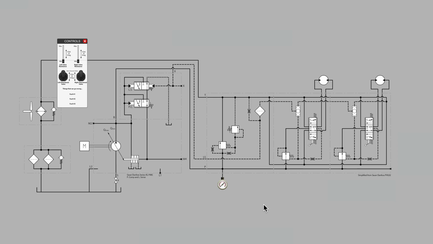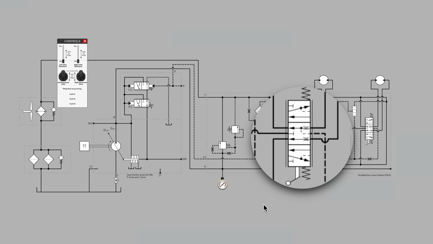In this video, you will learn how to read the schematic diagram for a complete load-sensing hydraulic system. And on the right-hand side of our diagram, you see a complete multi-section valve bank. This is a valve bank that has two complete directional control valves.